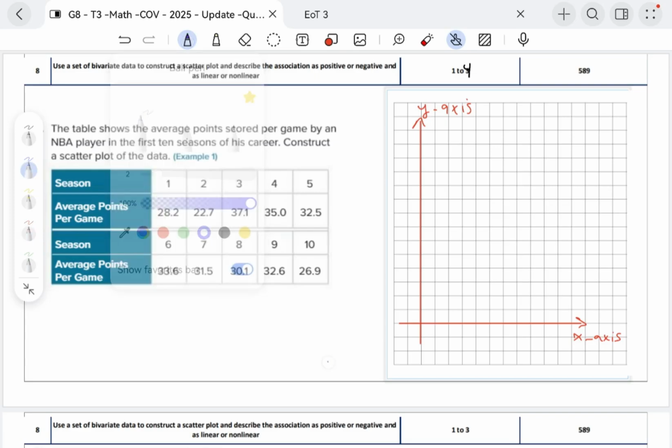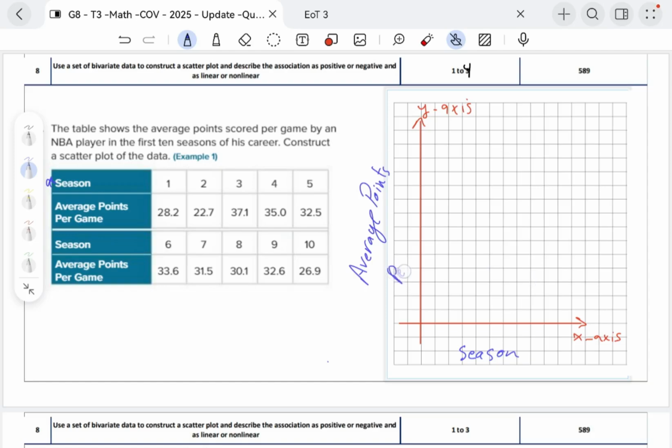We usually choose the x-axis for the independent variable, which is the season number, and we're gonna choose the y-axis for the dependent variable, which is average points per game. So here we're gonna write season, and for the y-axis we're gonna write average points scored per game. And we can give a title for this graph. We can write the name of the player, or we can just write basketball player.